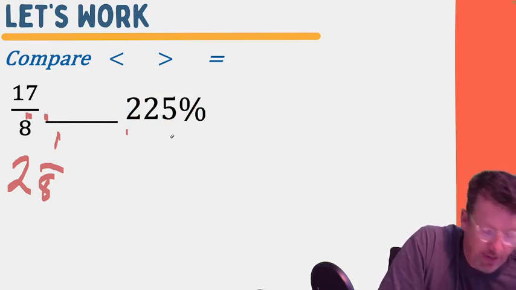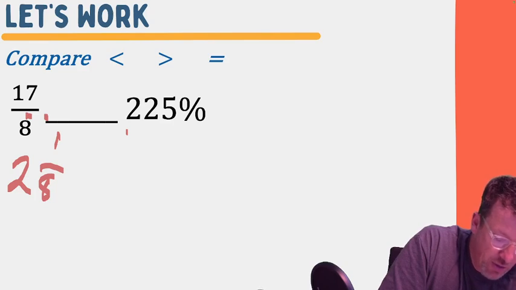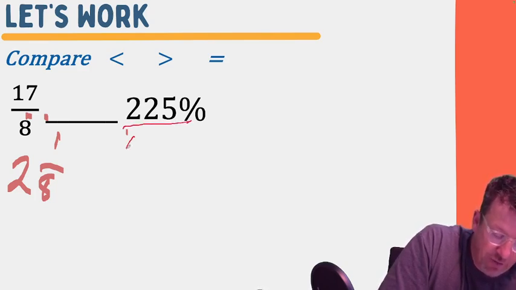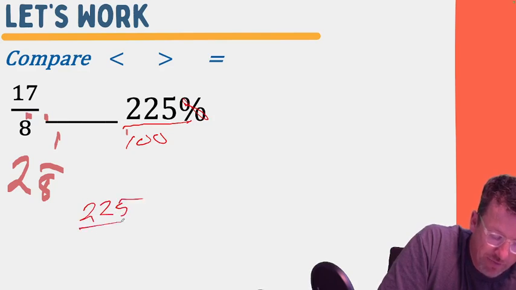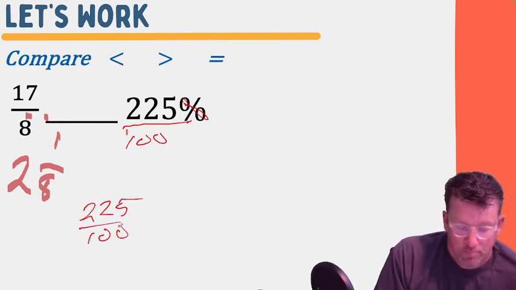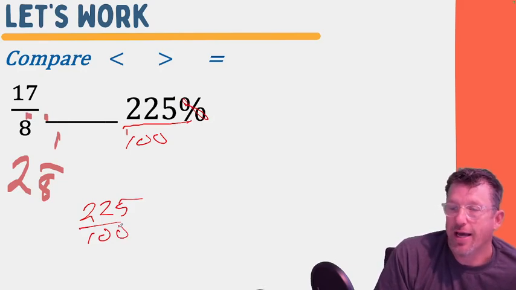How do you turn a percent into a fraction? Okay, a percent is always the percent number over 100. So then you can get rid of the percent sign. So now we have 225 over 100.